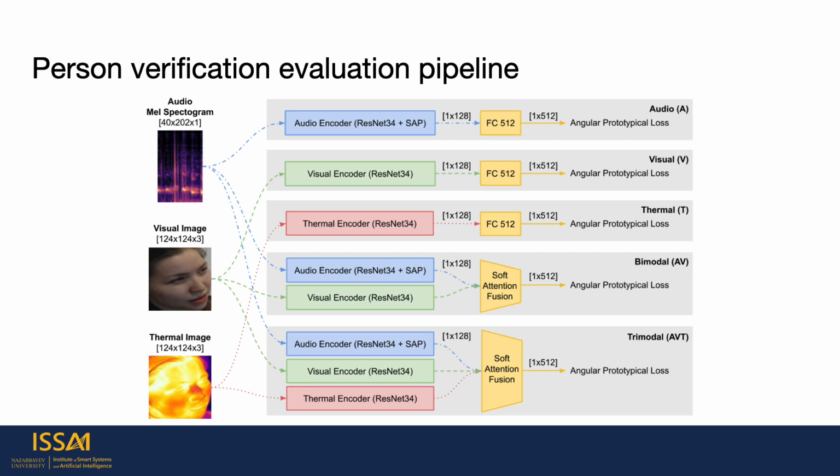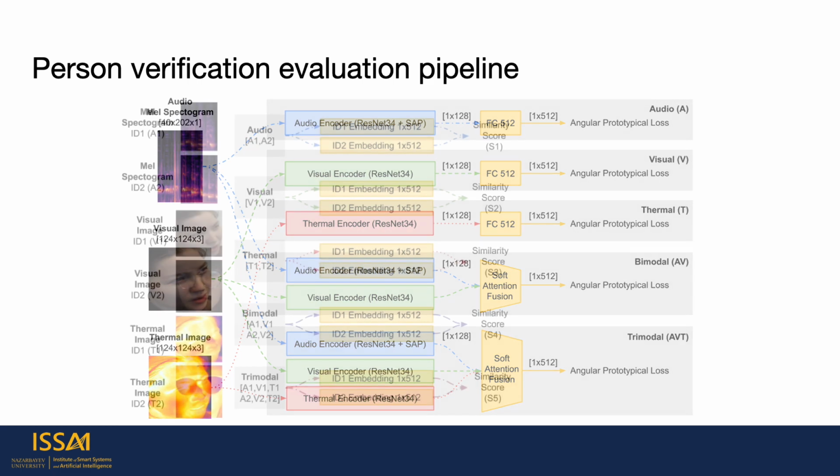In this work, we explored 5 variations: unimodal audio, unimodal visual, unimodal thermal, bimodal, and trimodal models. The key part of each model is an encoder that was based on ResNet34 and was responsible for retrieving low-dimensional representation of input data. The result was then transformed into a final embedding vector. In multimodal systems, the transformation happened using soft attention fusion. All models were trained with angular prototypical loss.